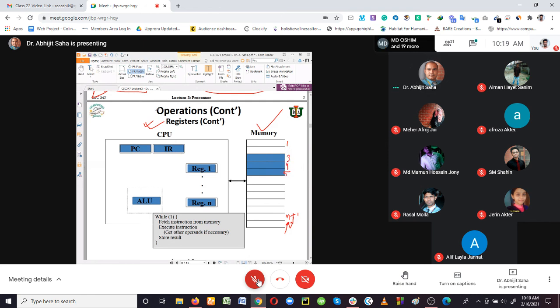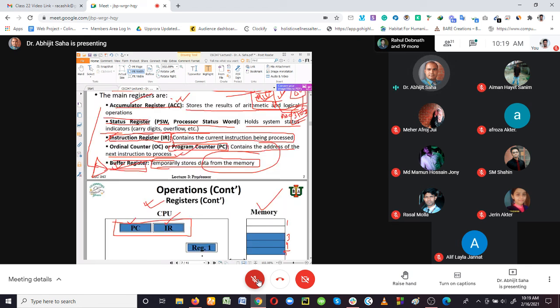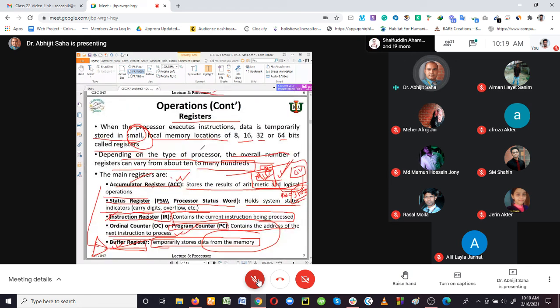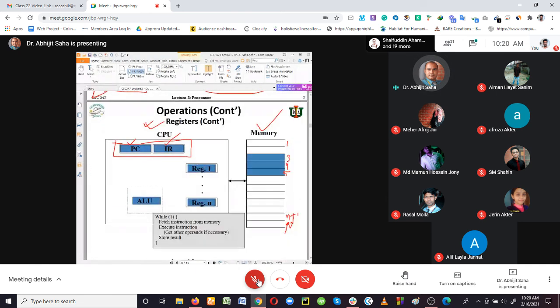Now this is my CPU. Inside my CPU I have different registers that we are trying to show. The first two registers are PC, the program counter, and IR, the instruction register. These are the two most important registers. And here we have some general registers, which we call register 1 to register n. It can be from 10 to many hundreds, depending on the different CPUs, how many general registers there are.